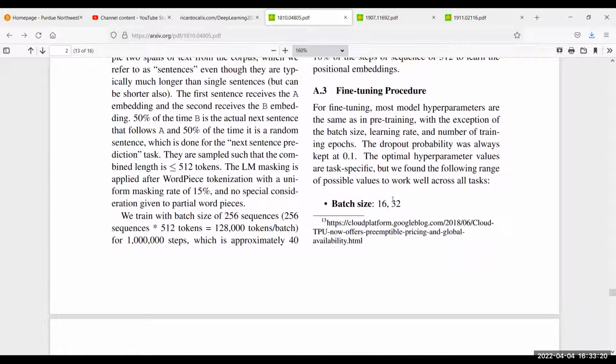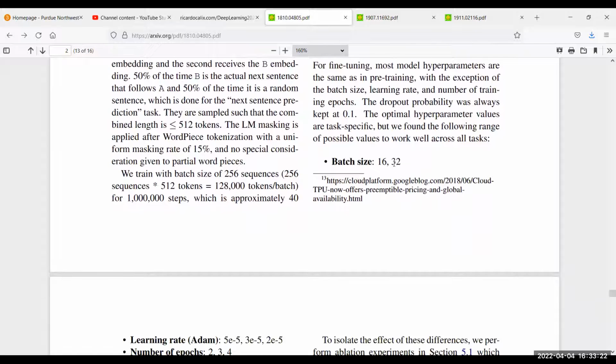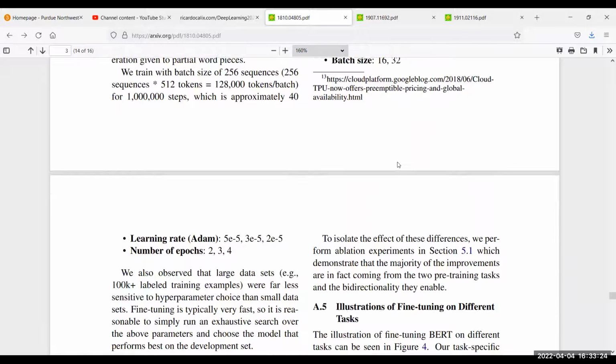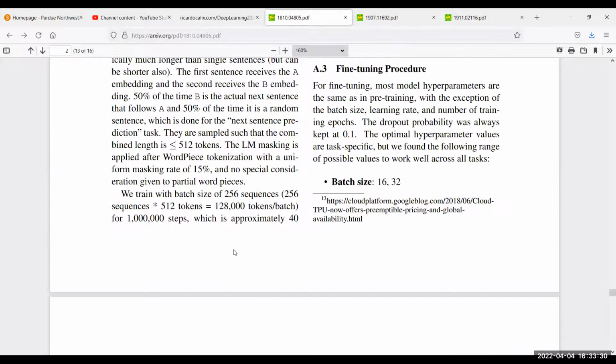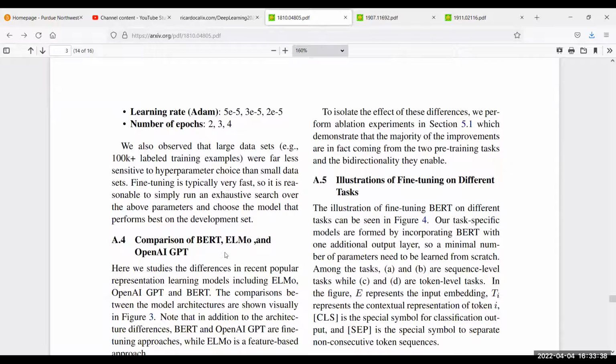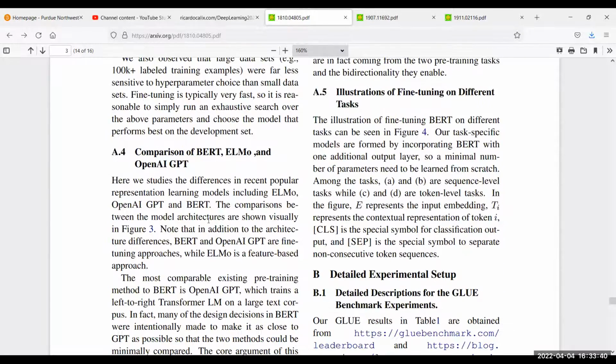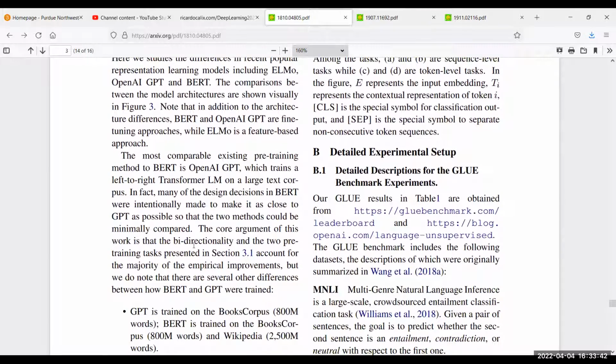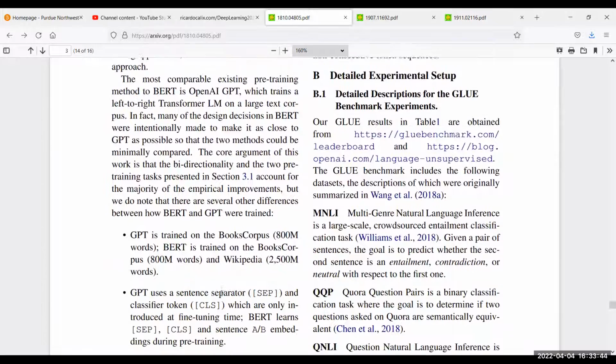Parameters for fine tuning, batches of 16 and 32. So that's good. The learning rates, here are the values. And for fine tuning, the epochs are not that many. Okay. Here they have a comparison of BERT, Elmo, and GPT. So you guys can read through this.